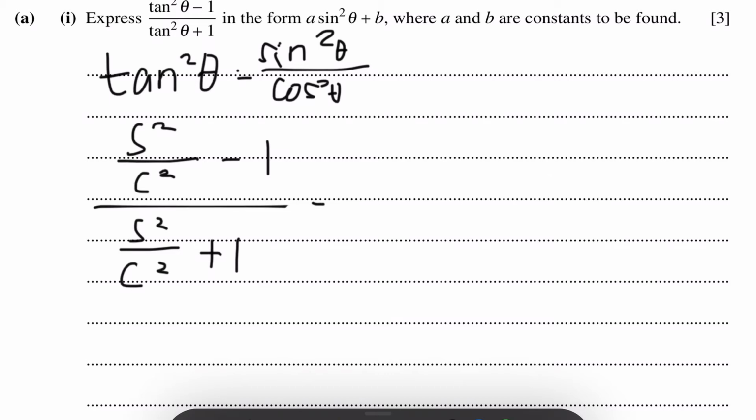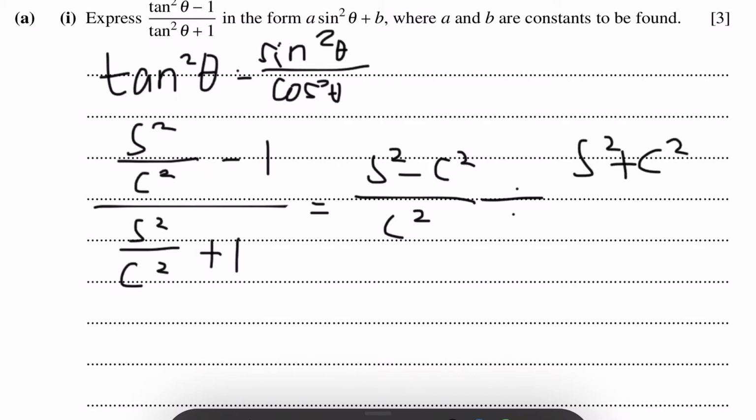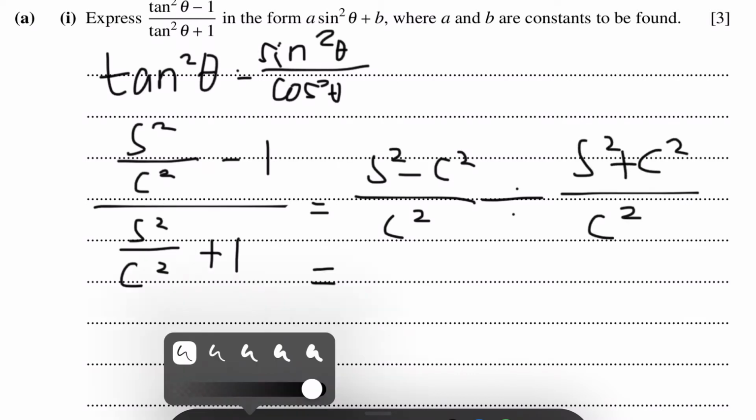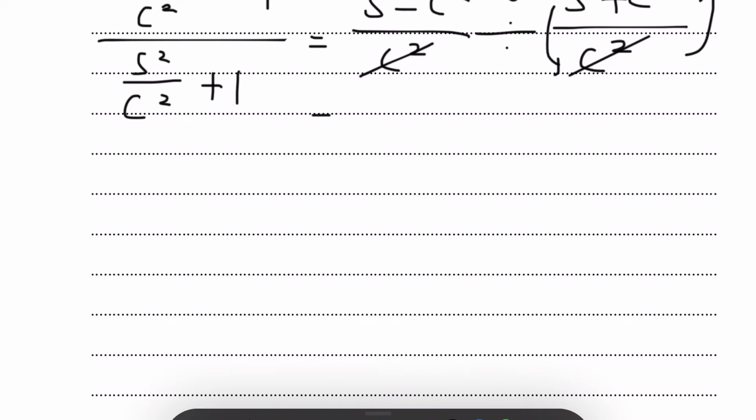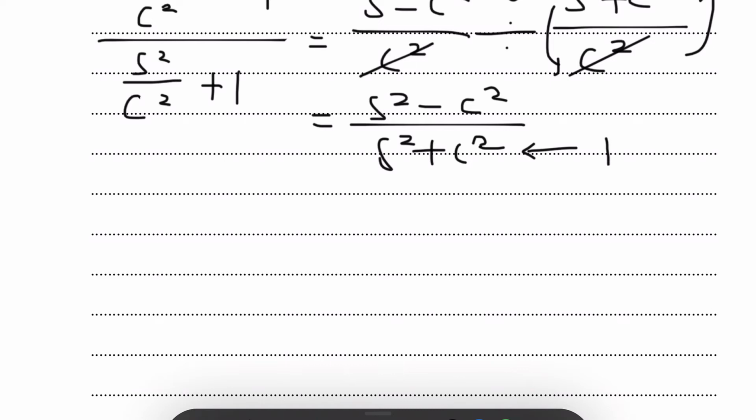This is equal to sine squared minus c squared divided by c squared, all divided by sine squared plus cosine squared divided by cosine squared. You can cancel the denominators out because this is division. So sine squared minus cosine squared divided by sine squared plus cosine squared. This is equal to 1, so you can just rewrite that simply as sine squared minus cosine squared.